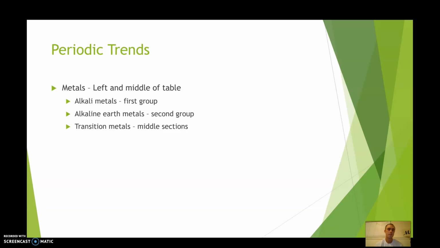And then we get to the transition metals, and those are the section in the middle, the big thick section in the middle of the periodic table. That is called the transition metals. Okay, and then once we get out of the transition metals, we get into the metalloids. And that's that stair step that you see on the periodic table. The metalloids, they exhibit some metallic characteristics and some not, and so that's why we call them metalloids.